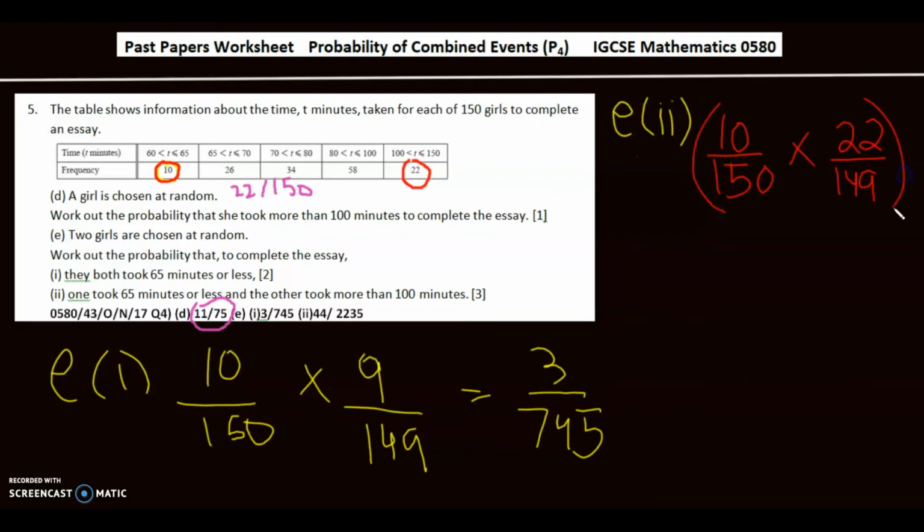Again, why are we doing that? Because the question is not saying that the first girl that's chosen takes 65 minutes or less and the other one takes 100 minutes or more. It could have been that the first one takes 100 minutes or more, and the other one takes 65 minutes or less. So we have to multiply this with 2. Okay, and the result would be 44 upon 2235.